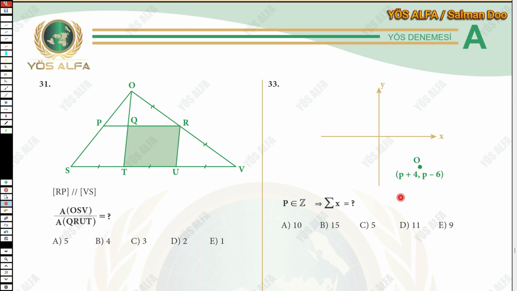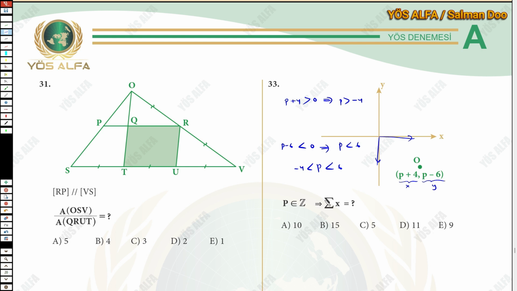33. Point O is given in terms of p, and p is an integer. We're asked to find all the possible values of x. So p plus 4 is the x coordinate of O, p minus 6 is the y coordinate, and we know that since it is in the fourth quadrant, our x value is positive, which means p plus 4 is larger than 0, and p minus 6 is our y coordinate. Since it is in the fourth quadrant, we know that our y is negative, which means less than 0. So from the first expression, we have p greater than minus 4. From the second expression, we have p less than 6. So our p is bounded between minus 4 and 6.